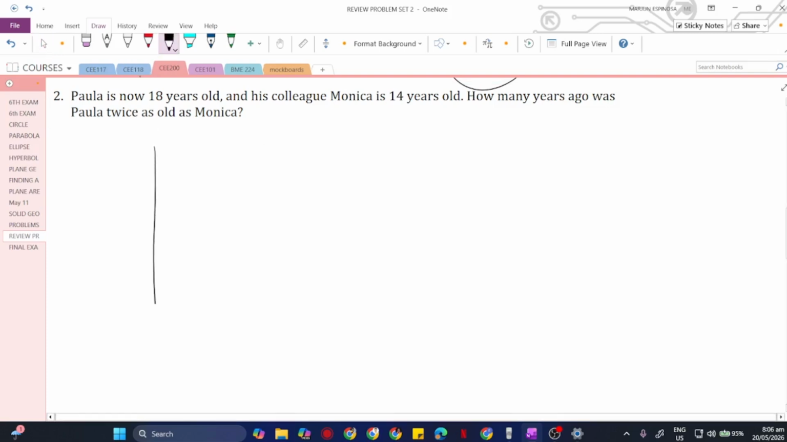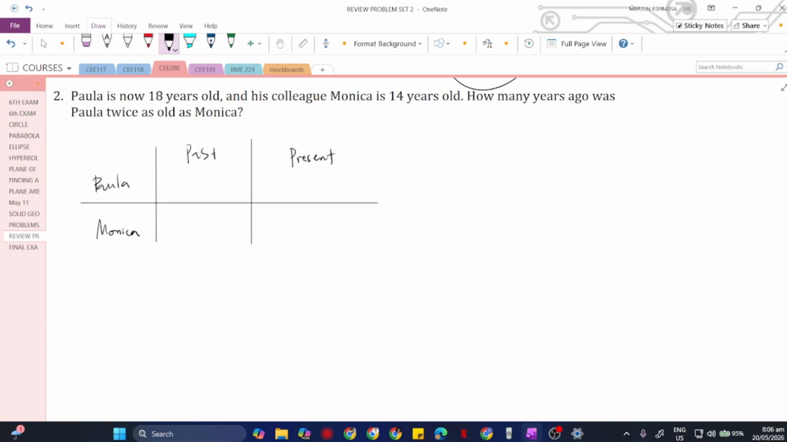So, gawa tayo ng parang age matrix. Meron tayo ditong past age nila. Then, we have here present age nila. Okay, so sabihin natin this is for Paula. This is for Monica. Gawa lang ako ng table class, ha. So, this is for Paula and Monica. Okay, so sabi dyan, yung edad ni Paula, currently, so that talks about the present time, 18. And yung Monica naman, so present time, 14 years old.